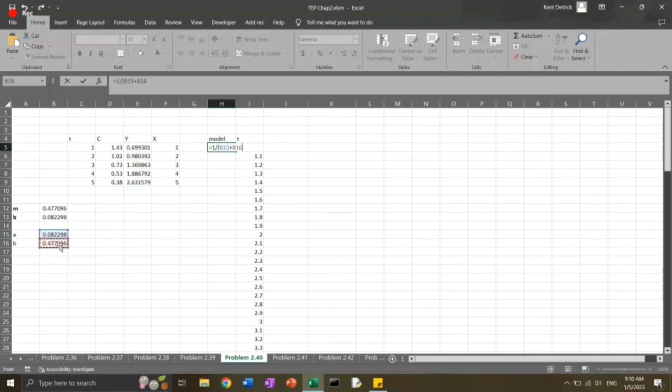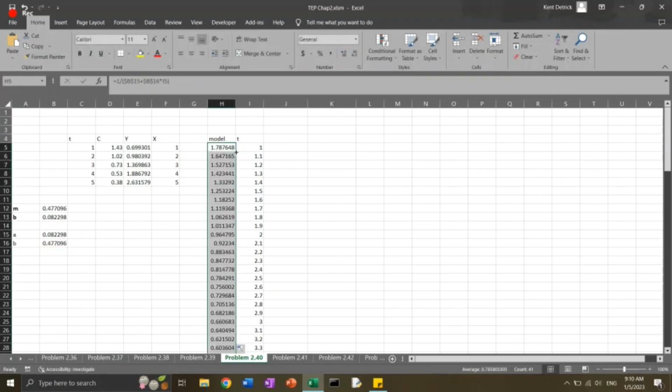And our model is 1 over A plus B times t. And we don't want our parameters to change as we drag the formula down, so we'll lock those. And then we'll drag the formula down. And that's our model there. So now we'll plot the model on with the data points.